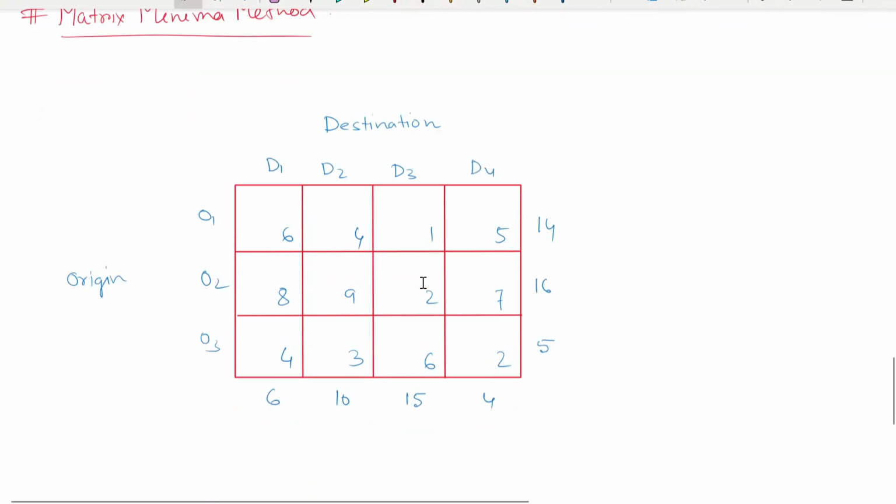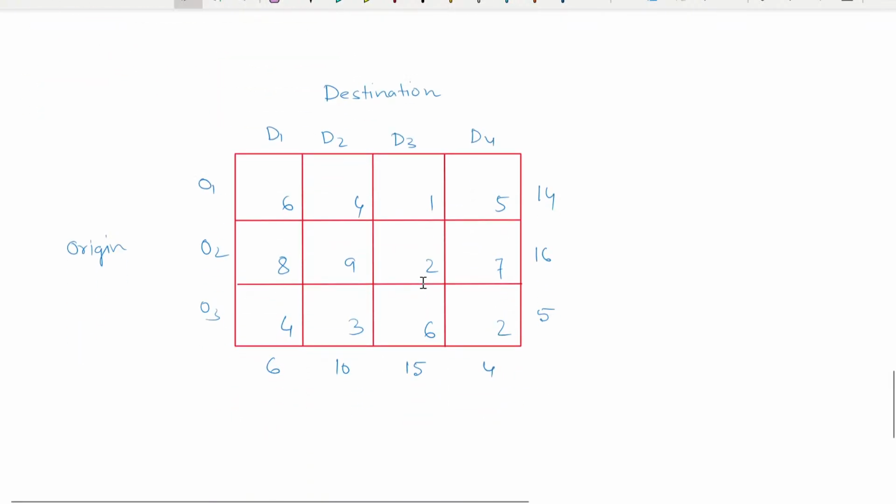Now we go to another method, which is the matrix minima method. In the matrix minima method, we find the minimum element from the matrix. In the row minima method, we go to the first row and find the minimum element from the first row. In the column minima method, we go to the first column first, find the minimum element from the first column, and then go to the next columns. In the row minima method, we go to the next row also, and in the matrix minima method, we find the minimum element from the whole matrix.